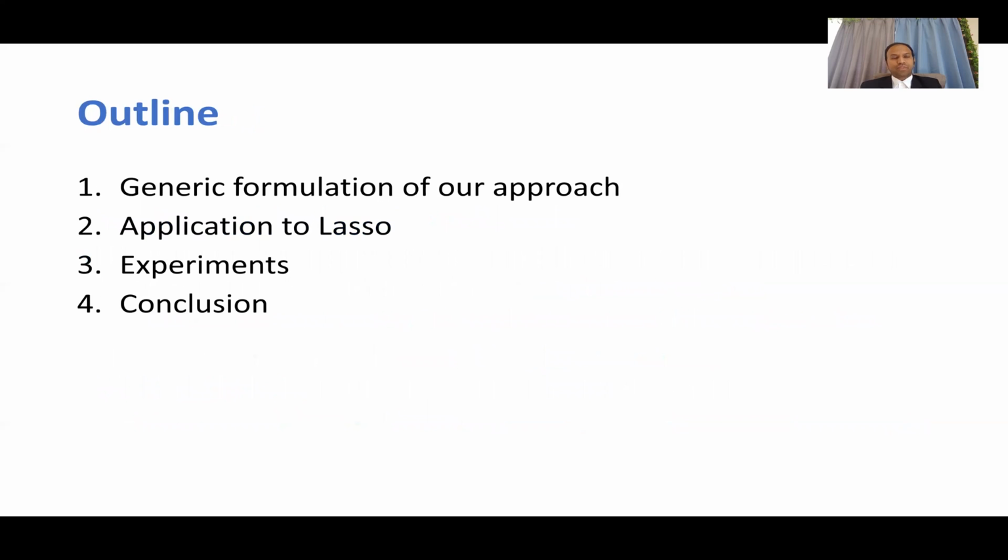The outline of this presentation consists of 4 parts. First, we'd like to mention the generic formulation of our research. Then we want to talk about the application to Lasso. Next, we want to explain the procedure of the experiments. And finally, a summary of our research.